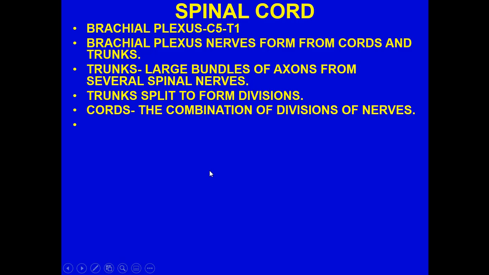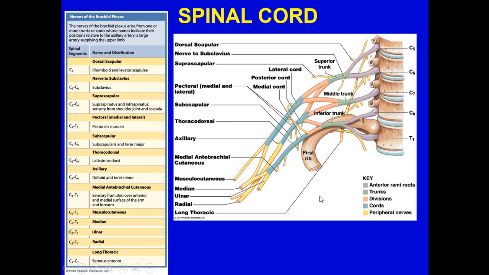Let's move to the brachial plexus. And the brachial plexus C5 to T1. We were talking about the brachial plexus nerves that form from cords and trunks. When we talk about a trunk, this is a large bundle of axons from several spinal nerves. The trunks split to form divisions. Cords are the combination of divisions of these nerves. So you're going to see this particularly here.